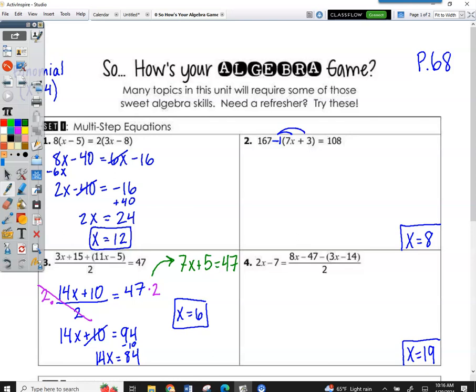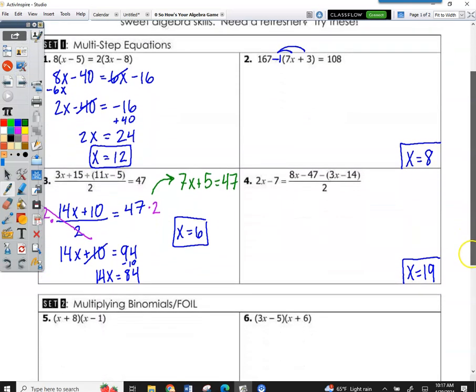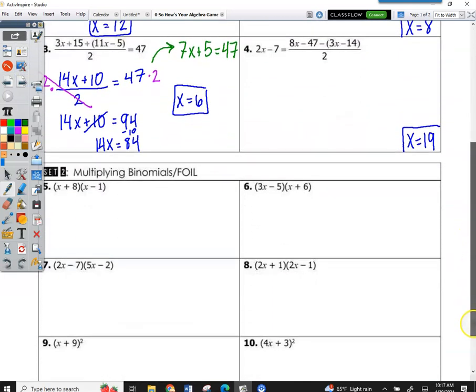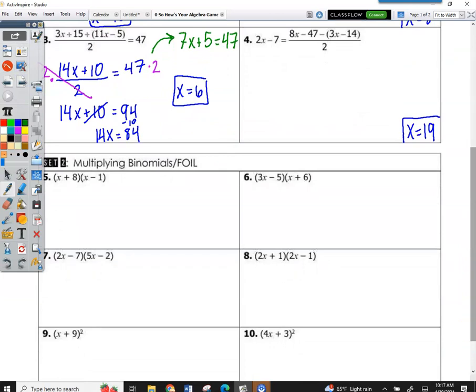All right. 1 through 4, solving equations. Let's look at 5 through 10. No solving here on 5 through 10. We are multiplying binomials, okay? Notice the word FOIL written right here.